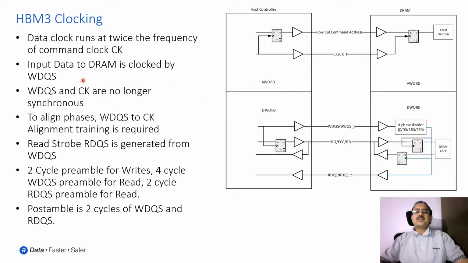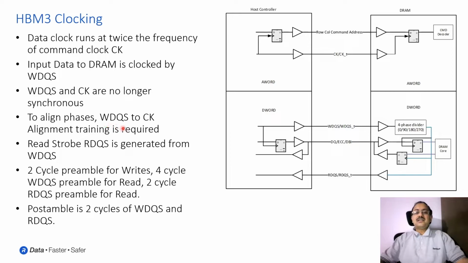But what happens because of this as a side effect is that the WDQS and the clock are no longer synchronous. Now the most important thing to note over here is the command clock used to be retimed and sent out as the read strobe in the case of up to HBM2E generation. But now there is no connection between the command clock and the read strobe. So a clock is required. For that purpose, the write strobe itself is used for generating the read strobe on the return path.